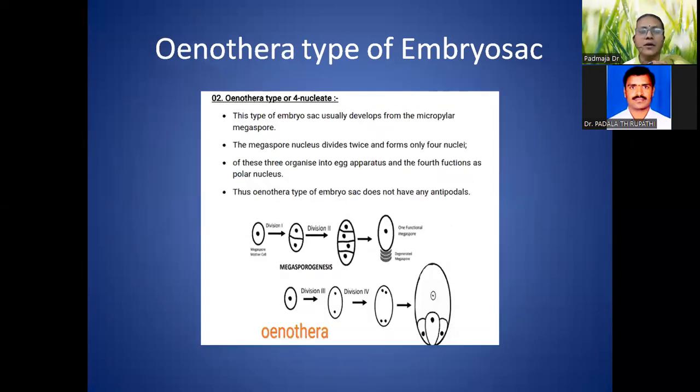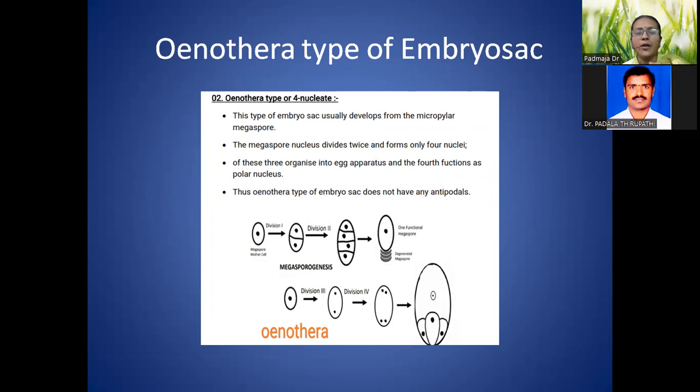And next one is the Oenothera type. In Oenothera type, here it is a monosporic type of embryo sac. And if you see the diagram here, after the megaspore mother cell undergoes reduction division, as a result, 4 are formed. And in these 4, the 3 at the chalazal end will disintegrate. Only the functional megaspore at the micropylar end will remain. And this will enlarge in size, and it contains a haploid nucleus. So the female gametophyte is haploid.